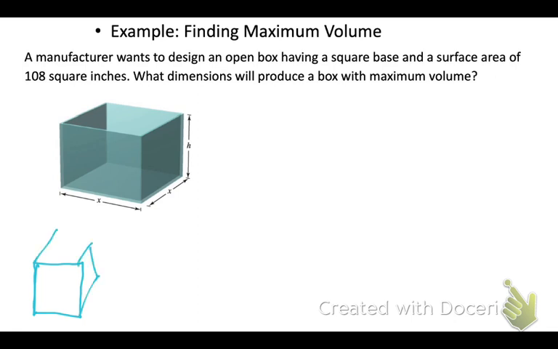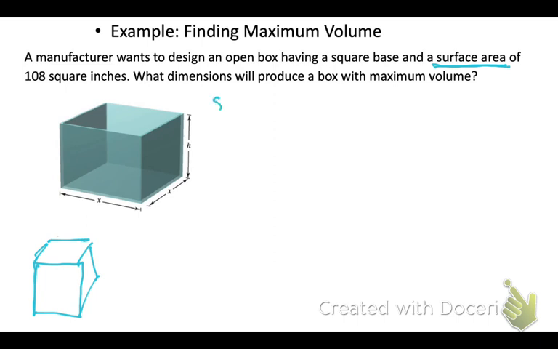Now, it's open. So that means there's no top. It's an open box. So how many sides? Because we're doing surface area, right? A cube has 6 sides, yes? Oh, so 5. Okay. If we're doing surface area, it's of all the surfaces, right?